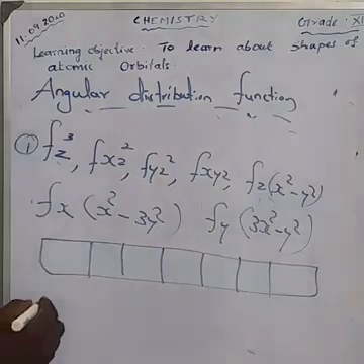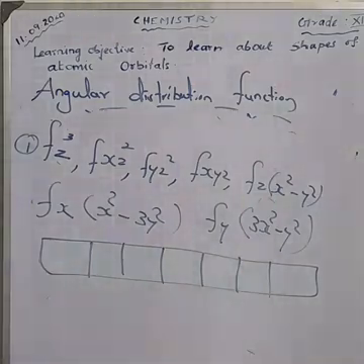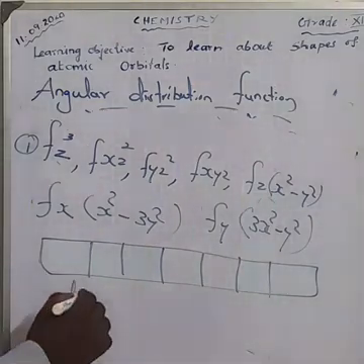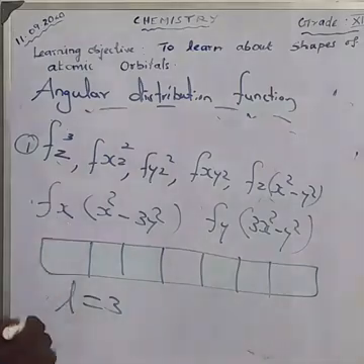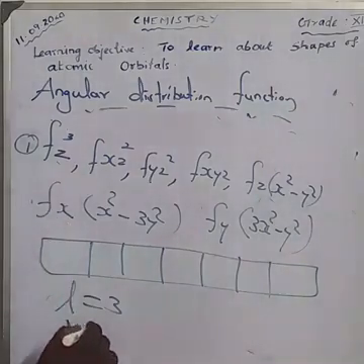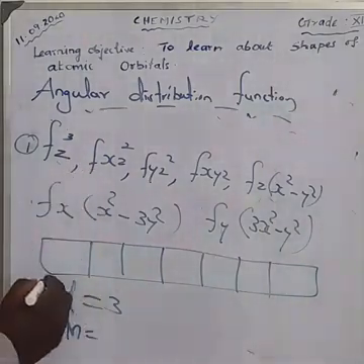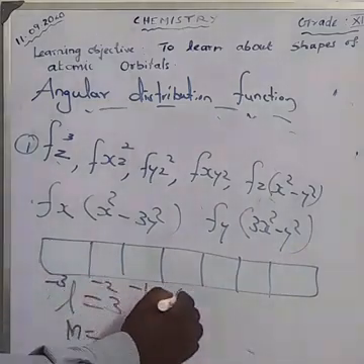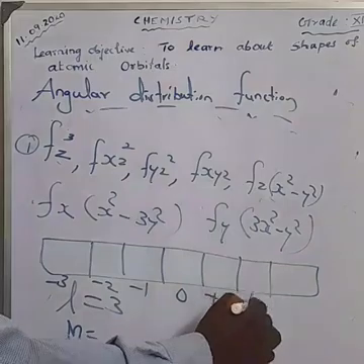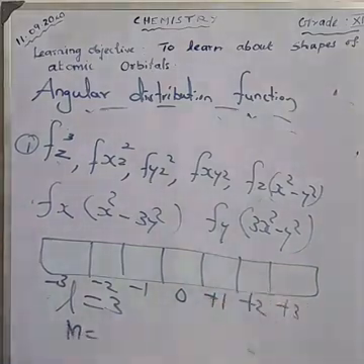And here, which values do we give for f? The value of l, that is the azimuthal quantum number, is 3. Then what are the possible m values for the f subshell? Start with -3, -2, -1, 0, +1, +2 and +3.